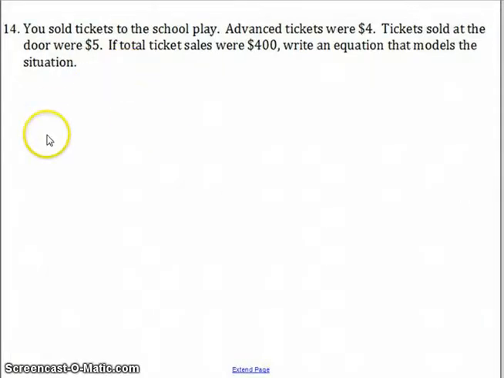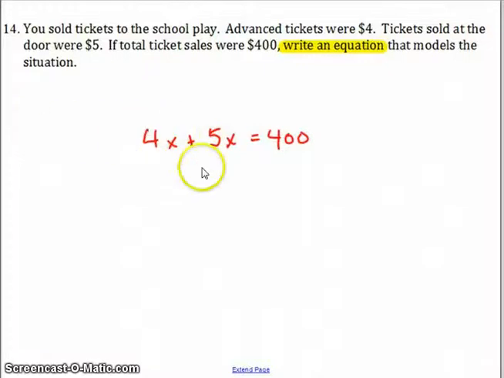14, most of you understood from this word problem that you were supposed to write an equation. But too many of you wrote this equation, 4x plus 5x equals 400. Well, if that were true, then I could put these together and say 9x equals 400 and say that all the tickets are the same. That's not true. Instead, I needed you to make the first variable a different letter from the second variable. I didn't care if you called them x and y, or A for advance and D for at the door, or A and B, or whatever letters you chose, as long as they were two different letters. But this is an acceptable equation.